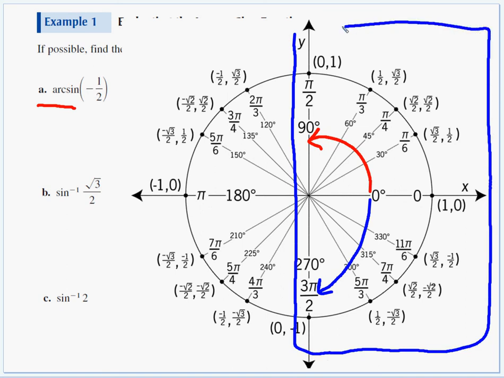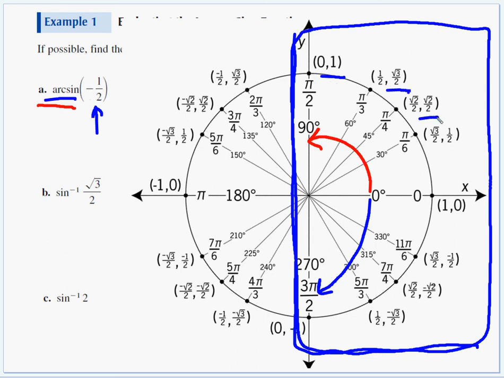You know, we don't want to wander too far out of our neighborhood. Somebody might mug us and steal our calculator. So we want to stay here in this neighborhood for arc sine. So here we want the arc sine of negative a half. Remember that sines are associated with y coordinates. So let's start looking for a y coordinate of negative a half.